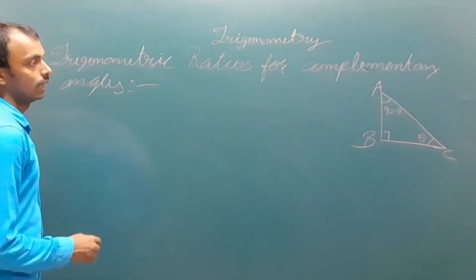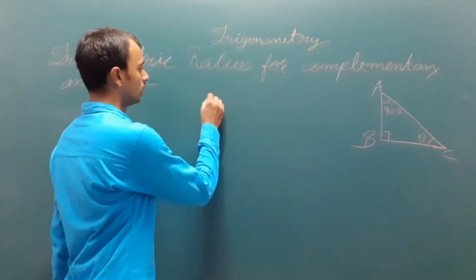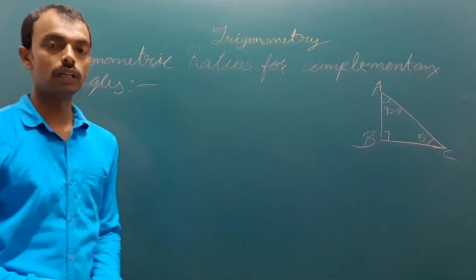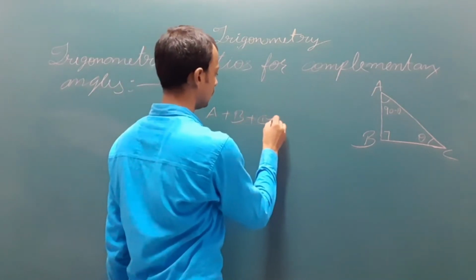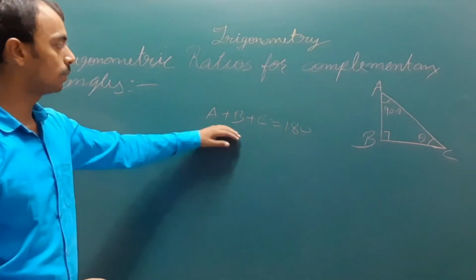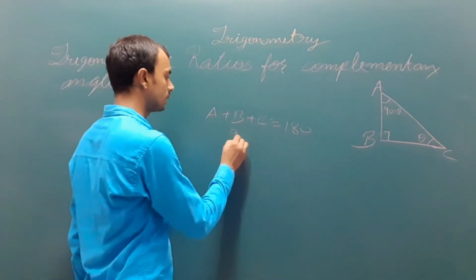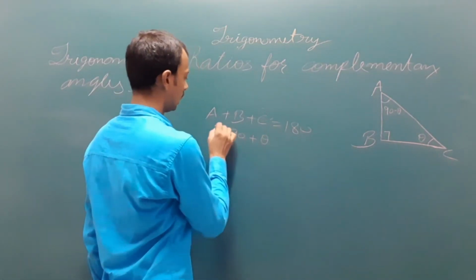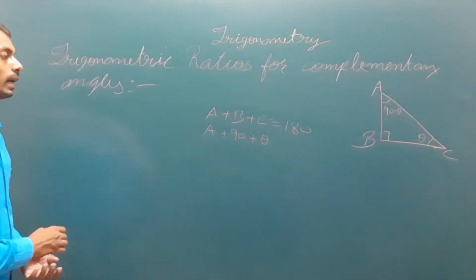Let this angle be theta. As you all know, the sum of all three angles is 180 degrees. So angle A plus B plus C is equal to 180 degrees. Here the value of B is 90 and the value of C is theta, and we don't know the value of angle A. What will be the value of angle A?